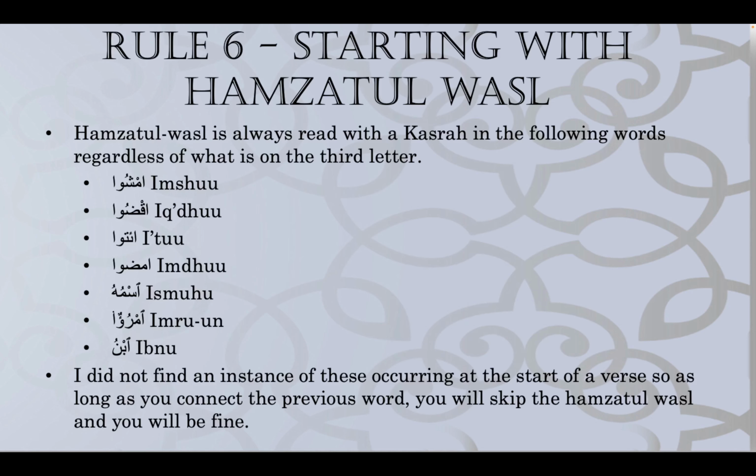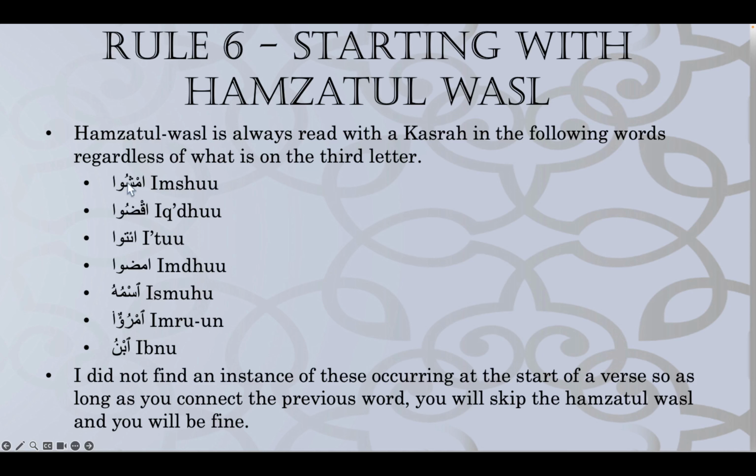Now, starting with Hamzat al-Wasl has exceptions. There are the following words that are, regardless of the kasra or dhamma or the situation of the third letter or the situation of the first vowel letter. In this case, typically the first vowel letter is going to be the third letter. I haven't found any examples of it not being the third letter. But in these cases, these words that you see on your screen right here, Hamzat al-Wasl is always read with a kasra, regardless of what's on the third.